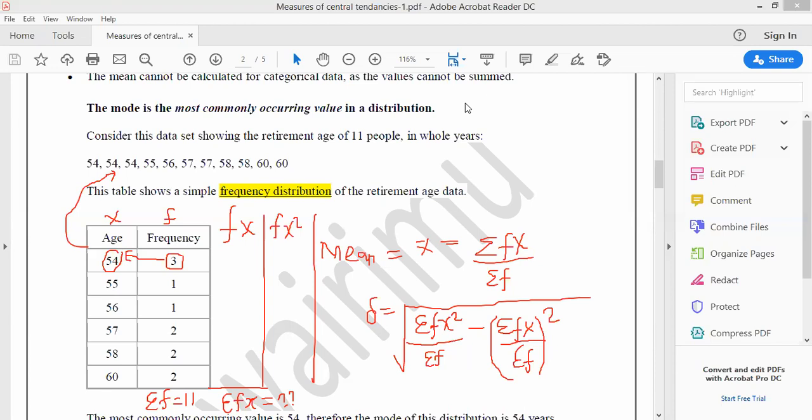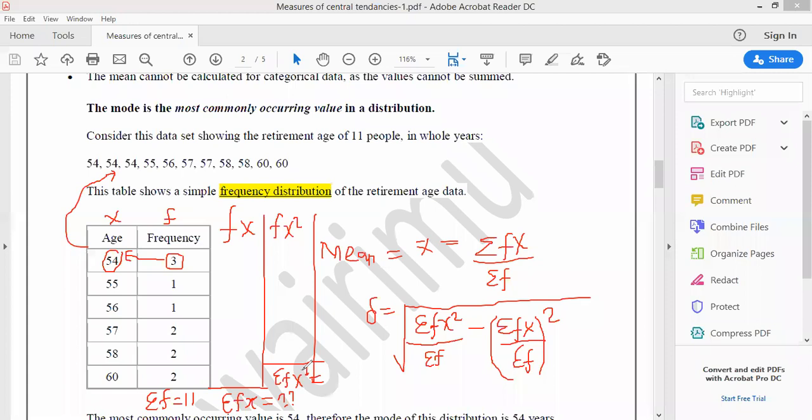You may square the x first, multiply by the corresponding frequency, or you can work with the two together. You square the value of 54 here, then you multiply by the corresponding frequency of 3. You square the value of 55 here, you multiply by the corresponding frequency of 1. And you do that until the end. Therefore, down there you'll get a total known as the sum of the frequency times the corresponding x squared. So you'll come up with the value here.